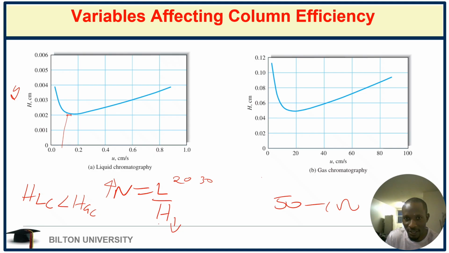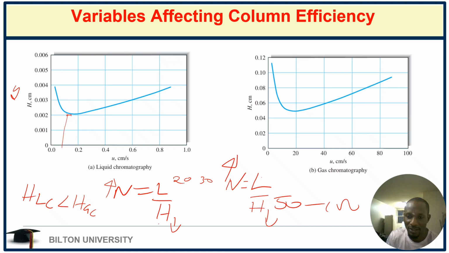So it tells you that the GC column length is long, and when it is long, it means that we have a high number of theoretical plates, and therefore if the number of theoretical plates goes up, then the plate height is going to go down. However, if you look, the plate height of GC is way larger than the plate height of LC. By looking at these two graphs, we expect LC to have a more efficient separation than GC because of the plate height, right? That's what we expect.